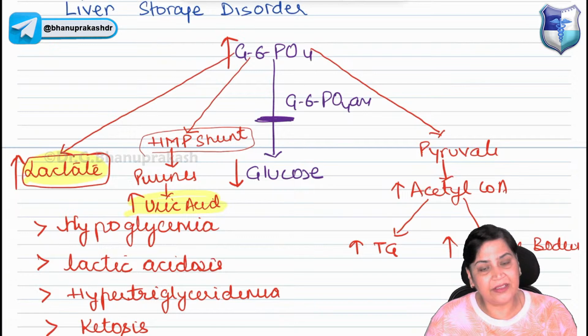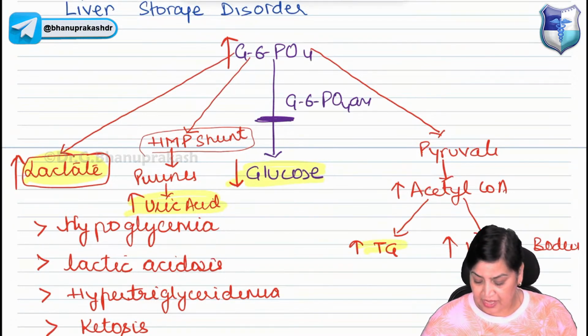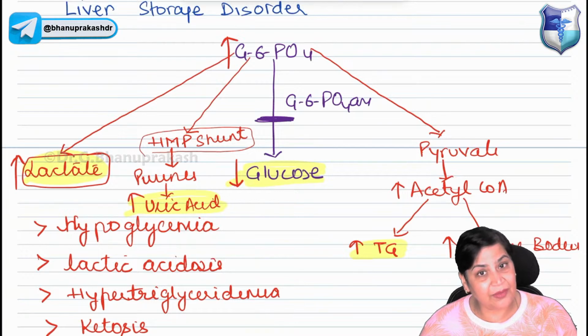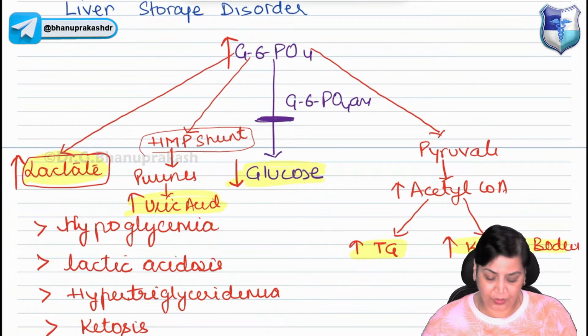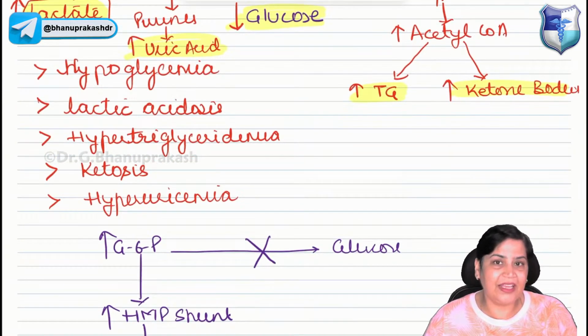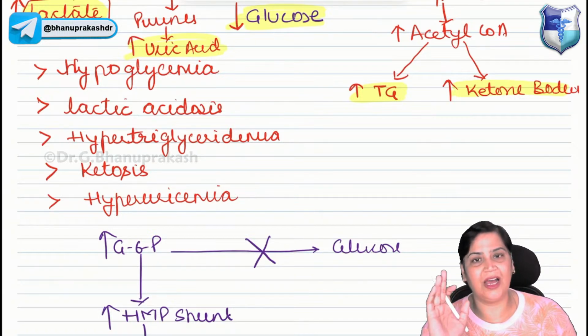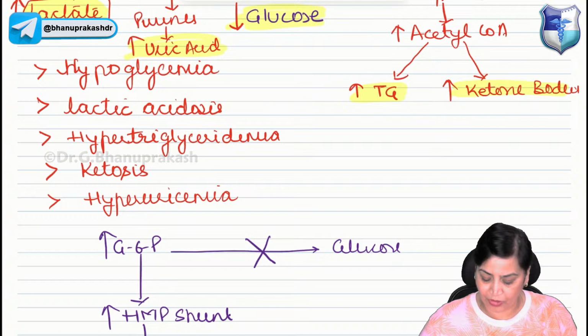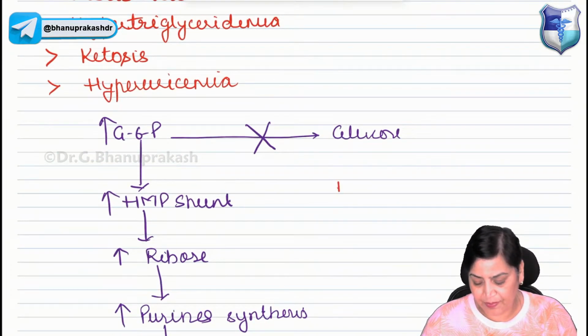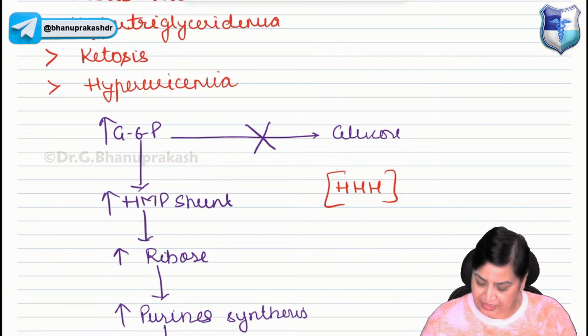Hyperuricemia is there, hypoglycemia is there, hypertriglyceridemia is there, and ketosis is there. And that is why we always say that in von Gierke's disease, 3 H are visible. So there are 3 hallmarks of von Gierke's disease: triple H, 3 hallmarks. And what are these 3 hallmarks?